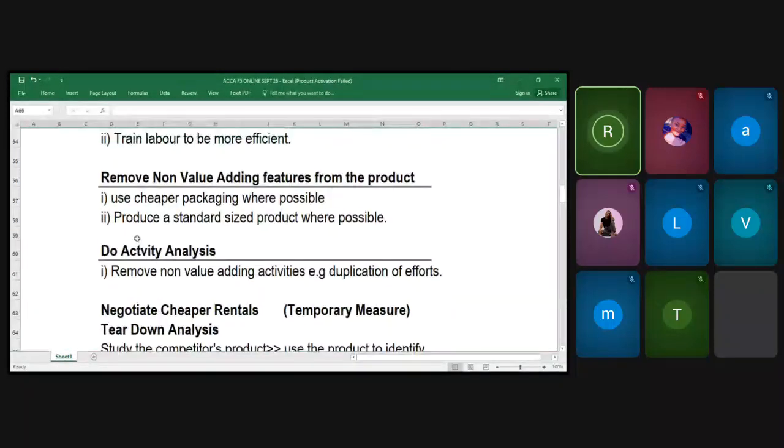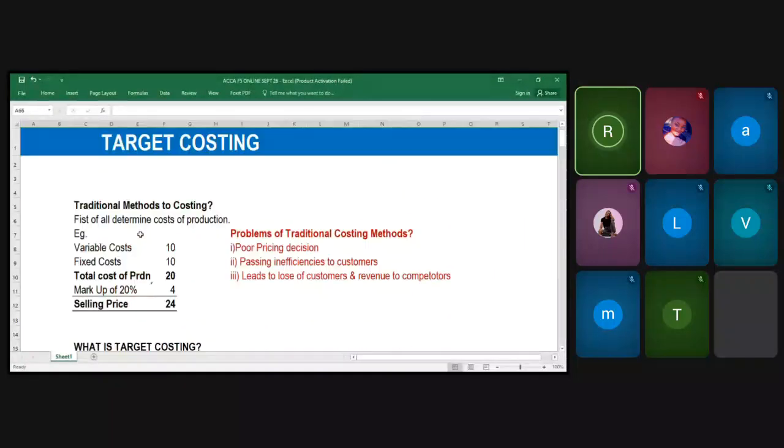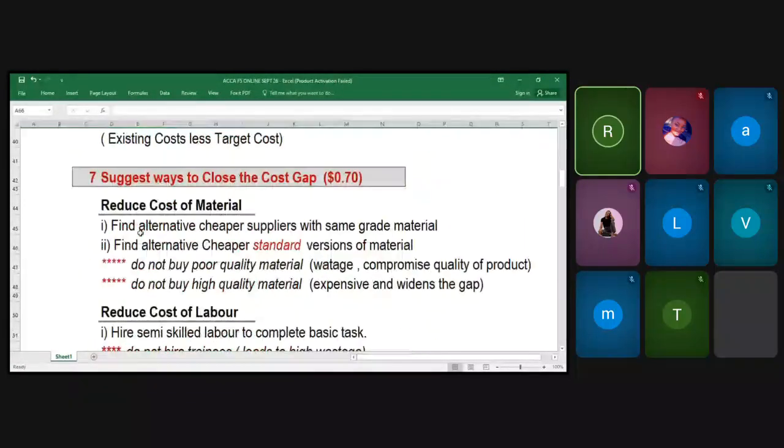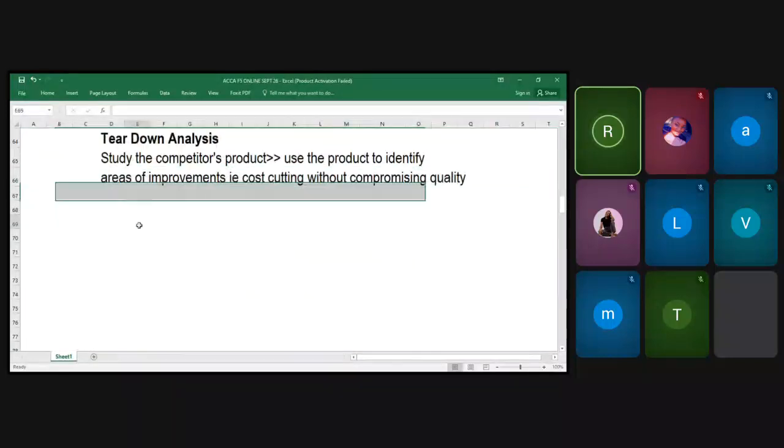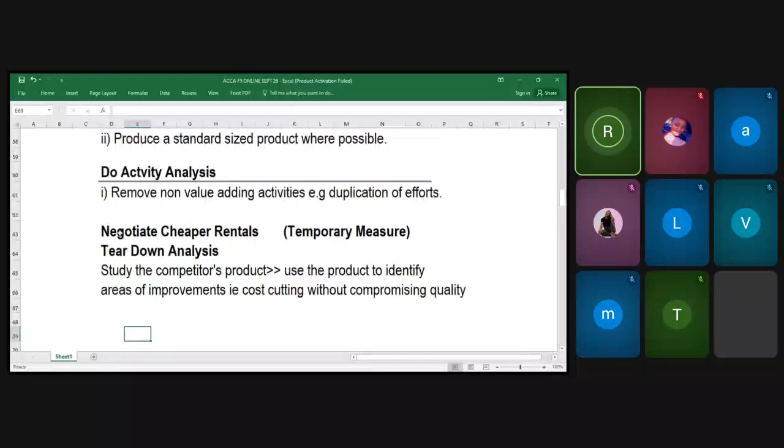So these are the ways, ladies and gentlemen. I'll send through this document after we are done. I'll just make it a PDF and then send it through to you if you would want to write down the notes. Any questions so far? So far, so good. Now we have managed to close the cost gap.